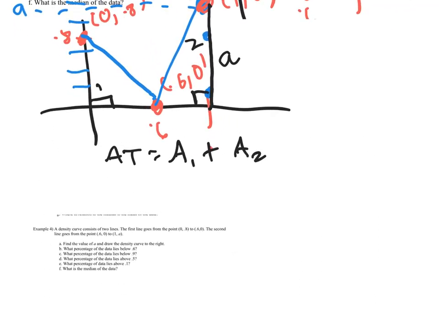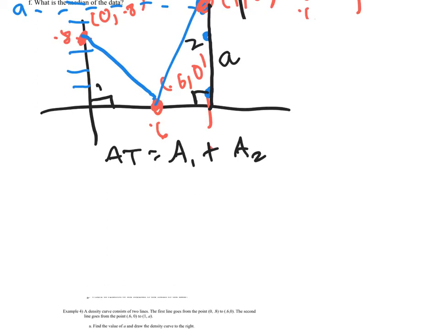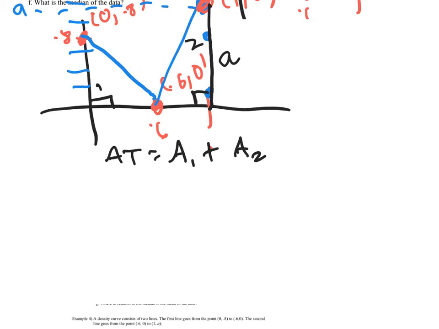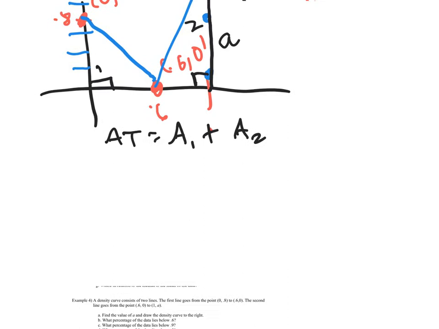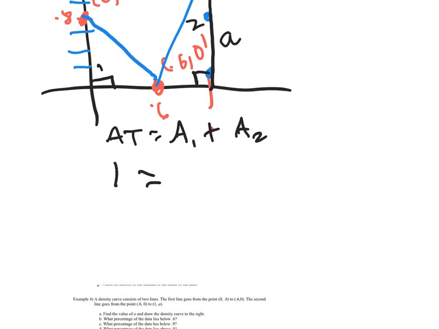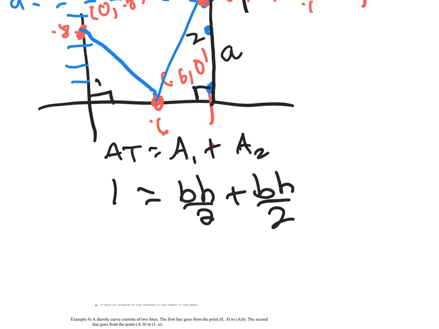So the area has to be 1. Base times height divided by 2, plus base times height divided by 2. Obviously, those are different bases and different heights. I could put subscripts, base 1, height 1, base 2, height 2, but you get the point, right? Yes. So the first triangle, what's the base of the first triangle? 0.6. What's the height of the first triangle? 0.8.